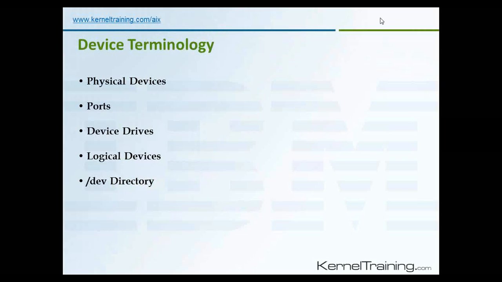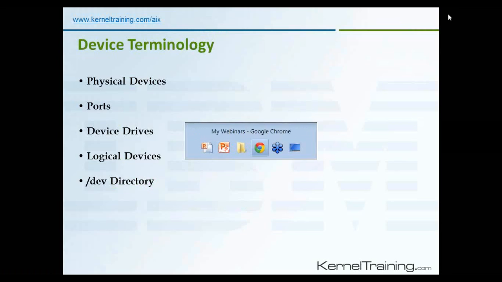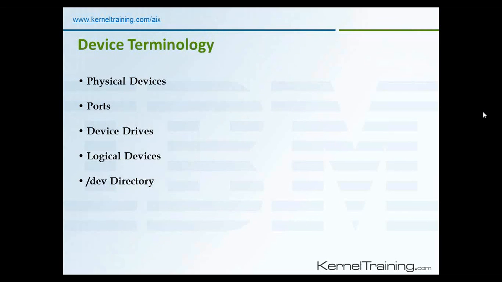The first thing in the device terminology is the physical device. Now this physical device can be anything. Whatever you are trying to connect to your machine can be considered a physical device. It can be a pen drive, CD drive, tape drive, hard drive, scanner, printer, webcam, whatever you are trying to connect physically could be considered a physical device. But the question that arises is, where am I going to connect my physical device?